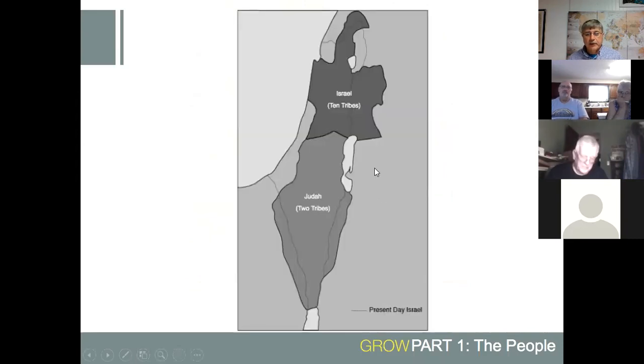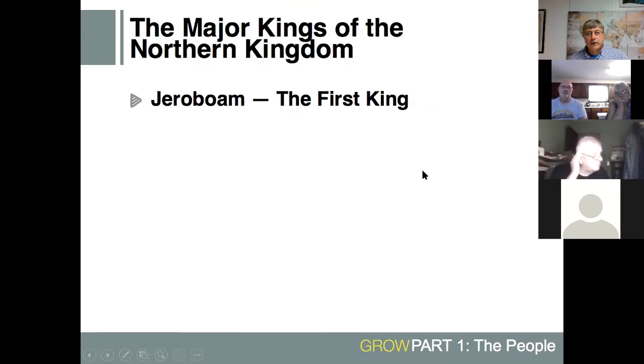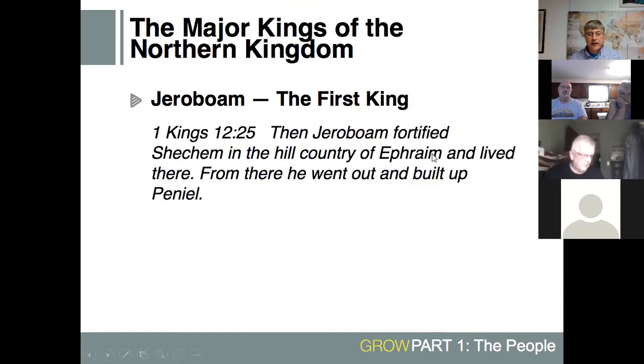There's again a picture of Israel, the 10 tribes of the north and the 2 tribes in the south. The south then becomes called Judah, and the north is Israel. All right, so we'll talk about first the northern kingdom. We're going to talk just about a few of the more important kings that they had and the significance of those kings. Jeroboam, as we did say, was the first king.